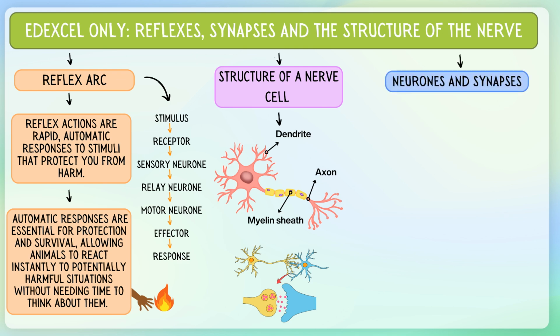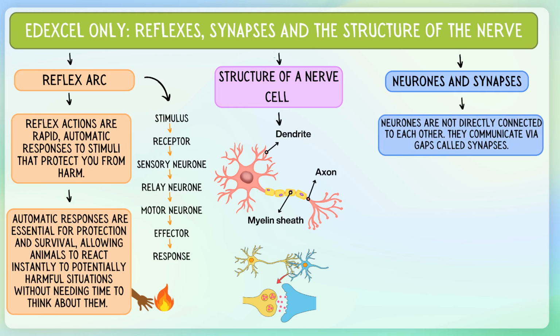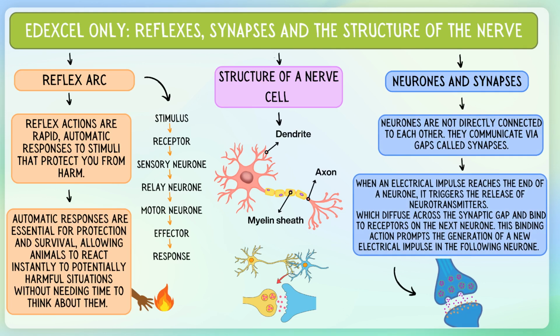Finally, we covered neurons and synapses, the junctions between neurons. We learned how an impulse is transmitted across a synapse through the release of neurotransmitters, which cross the synaptic gap and bind to receptors on the next neuron, triggering a new electrical impulse. By understanding these concepts, you now have a clearer picture of how our bodies respond quickly and efficiently to changes in the environment, maintaining homeostasis and safeguarding our well-being.